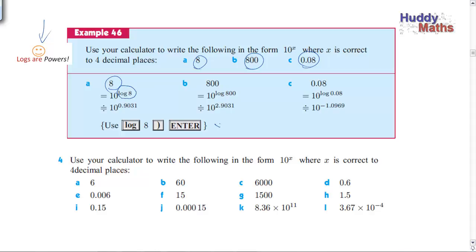So have a look at the calculator entry there. So 800, what power of 10 do you need to get 800? Well, the definition of the log is the power of 10 you need to get the number. So the power of 10 to get 800 is the log of 800. Do you get the idea? Backwards and forwards between logs of powers, and the power is the log, backwards and forwards.